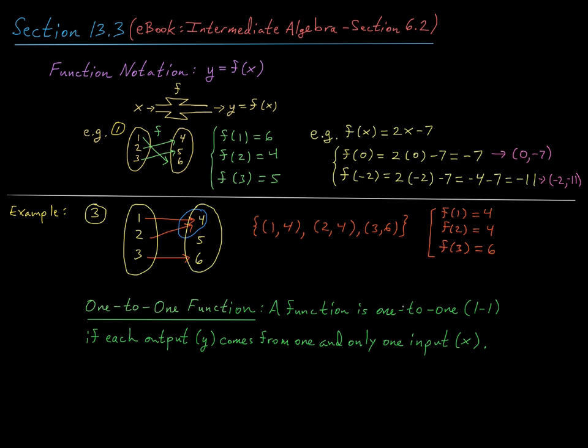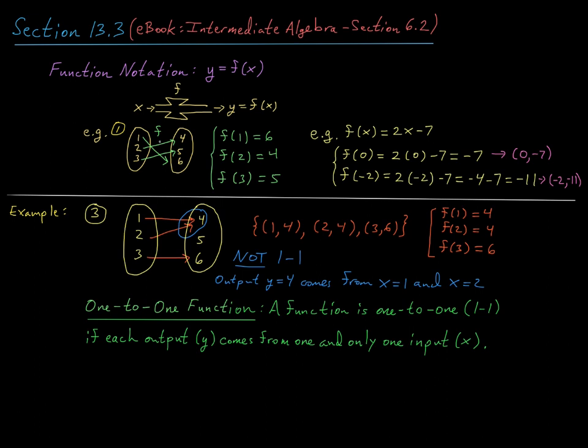So a function is one-to-one, and I just abbreviate that 1-1, if each output y comes from one and only one input x. And you see here in this third example, this thing is not one-to-one. And the reason being is that the output y equal to 4 comes from 2 inputs, okay? It comes from x equals 1 and x equals 2. Okay, so this is not one-to-one.